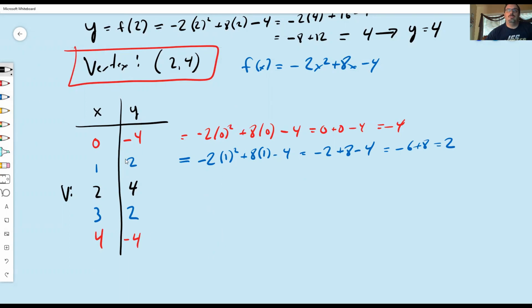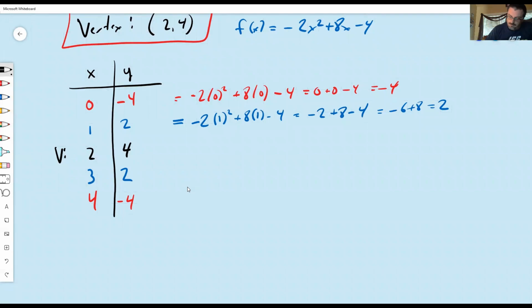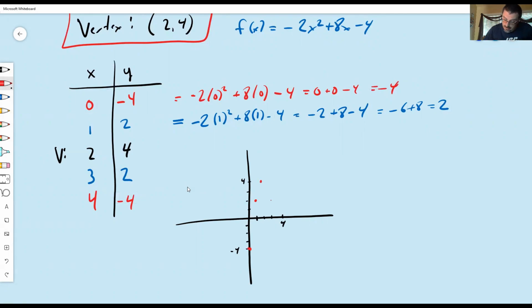Now I can go ahead and draw our picture. 1, 2, 3, 4. 1, 2, 3, 4. All right, we have (0, -4). Again, I'm starting from the top of the table and just working down. I have (1, 2). I have (2, 4). I have (3, 2). Finally, I have (4, -4).